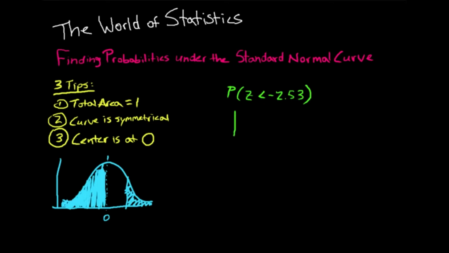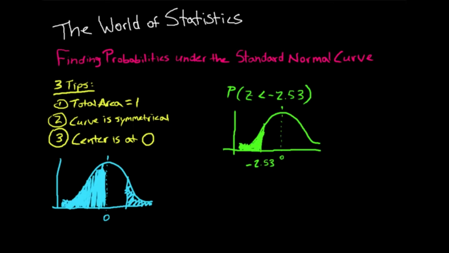What I like to do is draw out our curve to see where our critical value is and then go from there on the standard normal table. As we draw our curve here, the center is at 0, and we're looking at negative 2.53. And we want to know the probability that z is less than negative 2.53. So we want everything to the left.